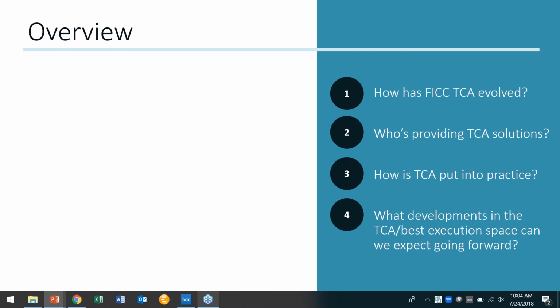The third section addresses what type of investment challenges does TCA actually solve for? How is cost analysis put into practice by end users? And lastly, what can we expect in the best execution TCA space down the road?